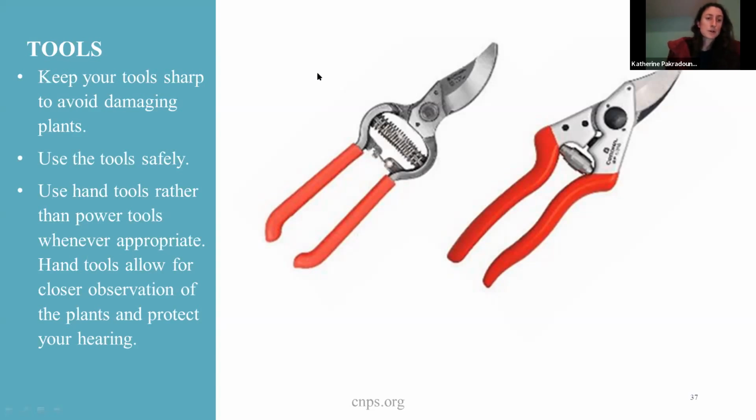Hand tools are obviously slower than power tools. However, they allow for much more precise cuts, and you're a little bit more aware of every single cut that you're making. That also protects your hearing, and depending on whether it's gas powered or not, it could be protective to the environment. You can reduce noise pollution when you use hand tools as well.